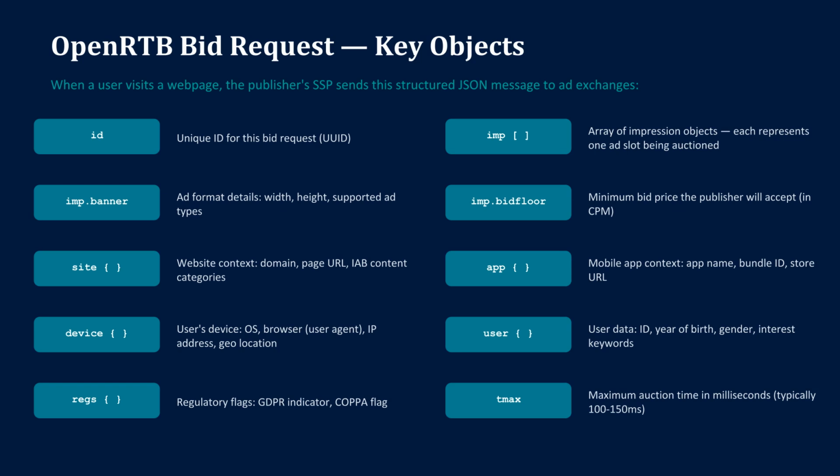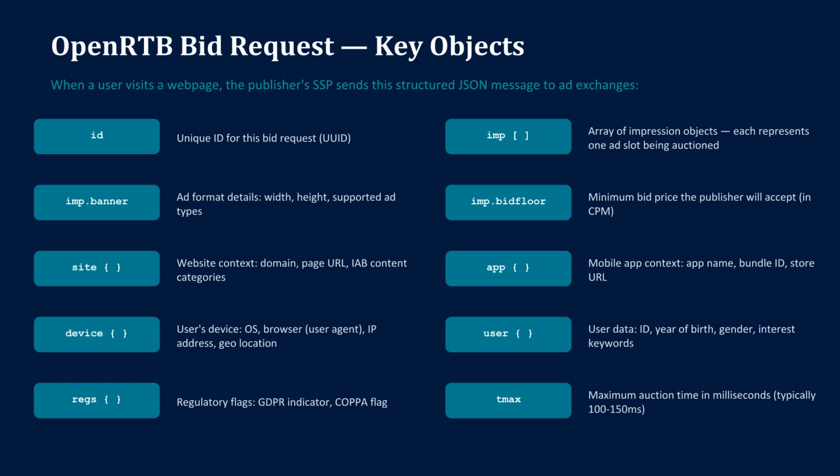The ID field is a unique identifier for this specific bid request, a UUID generated for each auction. This is how DSPs and exchanges track which bid response corresponds to which bid request. The imp array, the impression array, is the heart of the bid request. Each element in the array represents one ad placement being auctioned. For a page with 2 ad slots, the imp array has 2 elements.